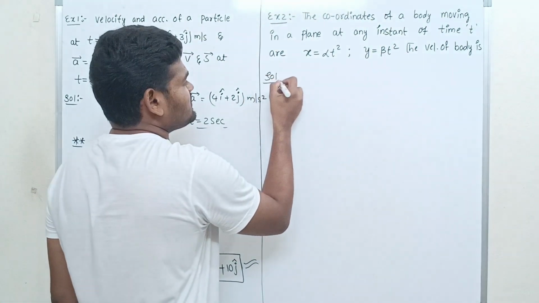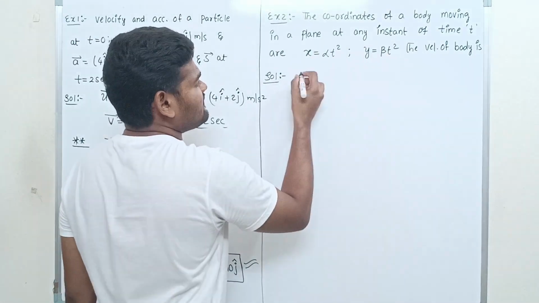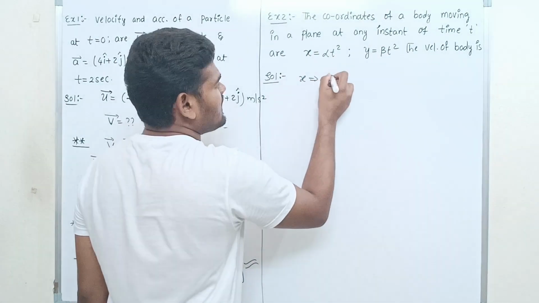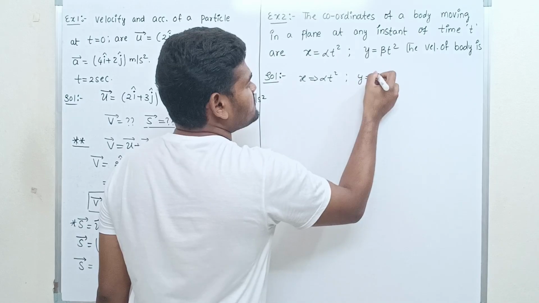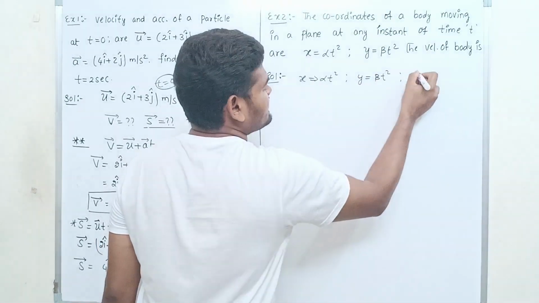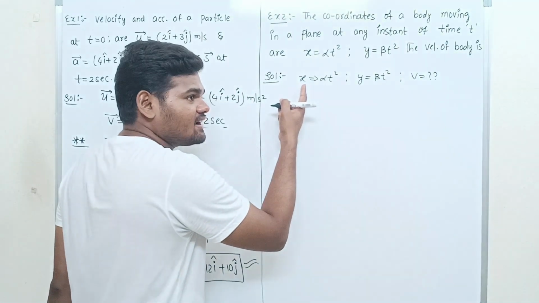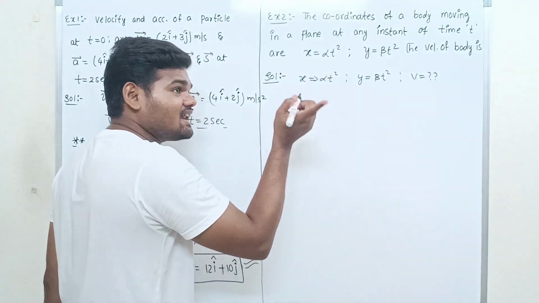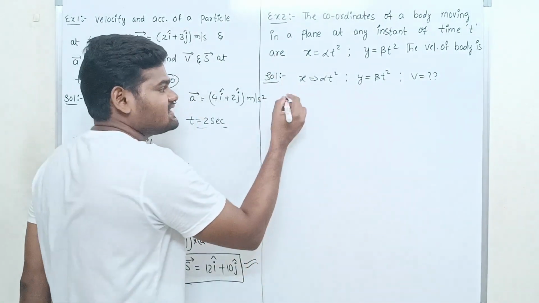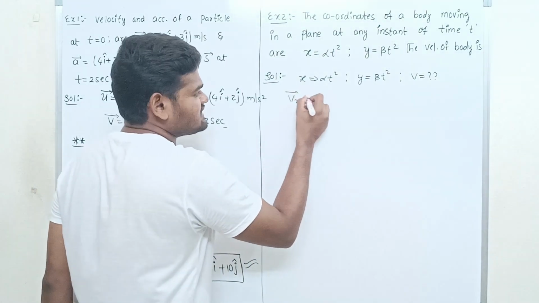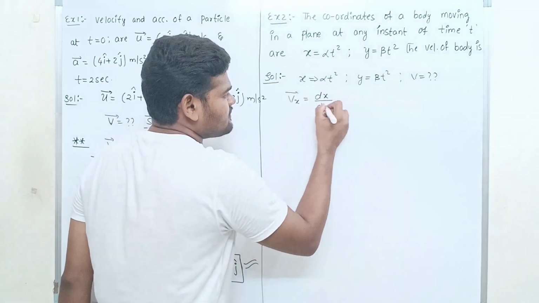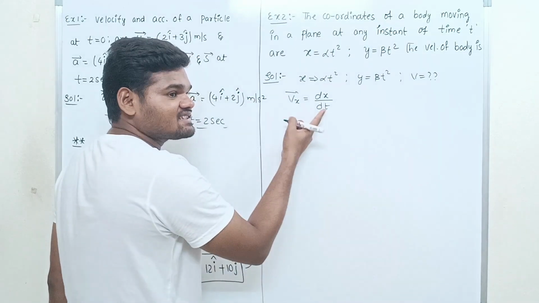I'm going to solve the solution. They are given the x and y coordinates. So x equals alpha t square and y equals beta t square. What they are asking is the velocity of the object. We know the x coordinate, so if we want to find the velocity along the x direction, then the formula is vx equals dx divided by dt.